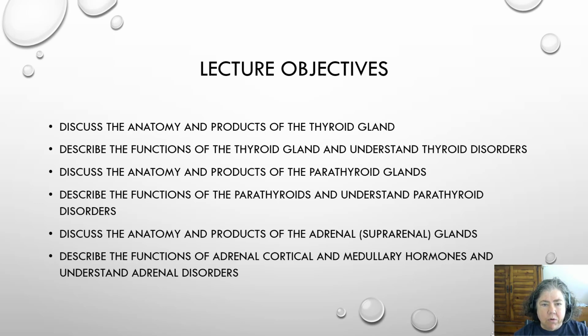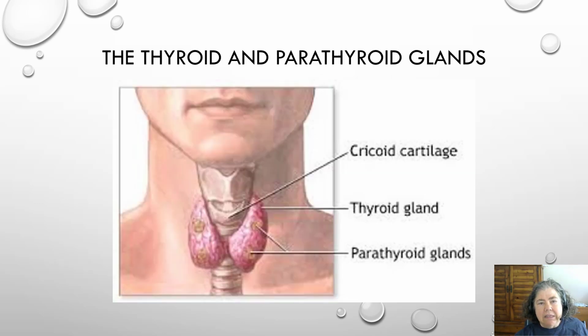So these are our goals for today, and it's talking about the anatomy and products of the thyroid gland, the parathyroid gland, and the adrenal glands, also called the suprarenal glands. We'll also talk about the functions and understand disorders of the thyroid, the parathyroid, and the adrenal cortex. So let's start with the thyroid and parathyroid glands.